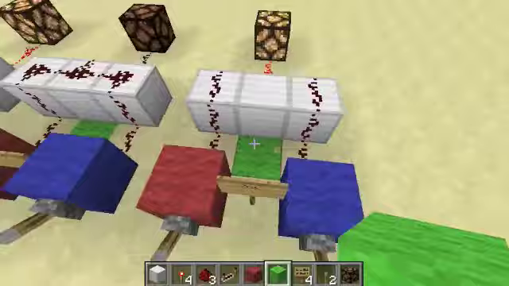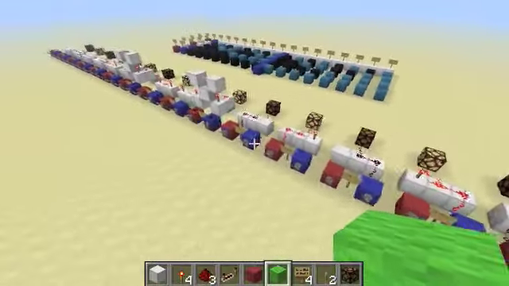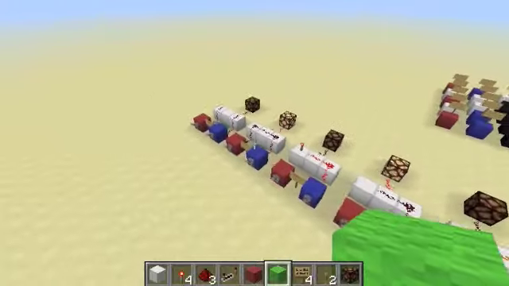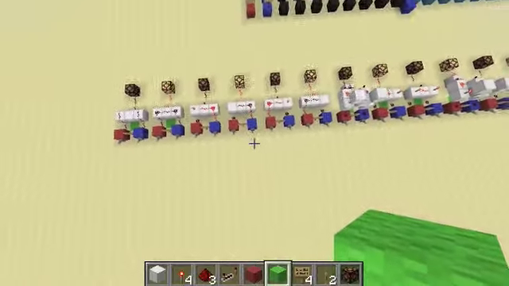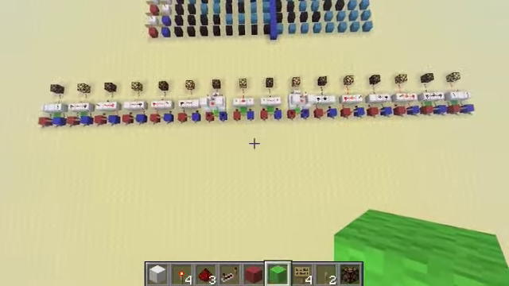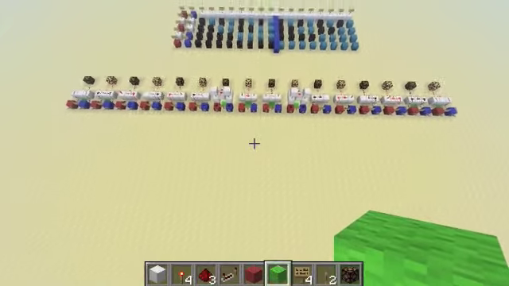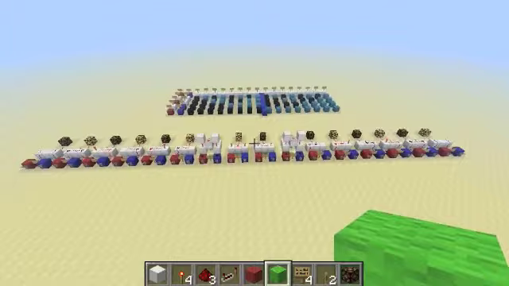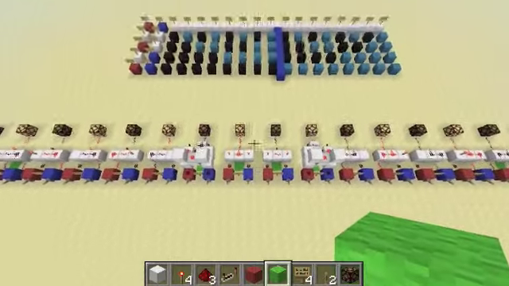And if you notice, 1, 2, 3, 4, 5, 6, 7, 8 symmetrical gates. So that means that we have half of our gates being symmetrical. And, well, this whole thing is really very symmetrical.